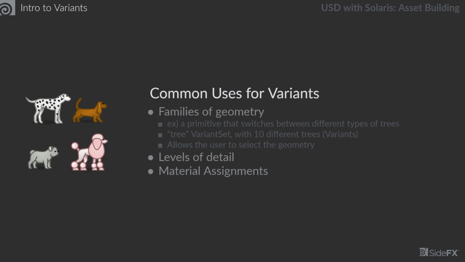So let's talk about some uses for variants. The most common use is families of geometry, right? We just talked about our tree example. In this example, we could have a primitive that switches between different types of trees. You could create a tree variant set with 10 different models of trees, all different types, colors, and seasons. Seasons of trees would be a great use in this example, and it would be an easy thing to change maybe even globally across all of your different primitives, setting the season that way.